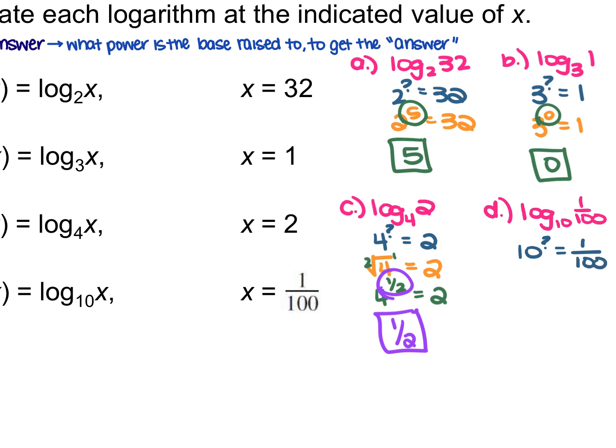Well, in order to take the reciprocal of 10, it would have to be a negative power, and 10 squared is 100. So that means it's 10 to the negative second is equal to 1 over 100. So that negative 2 is your answer for example D.